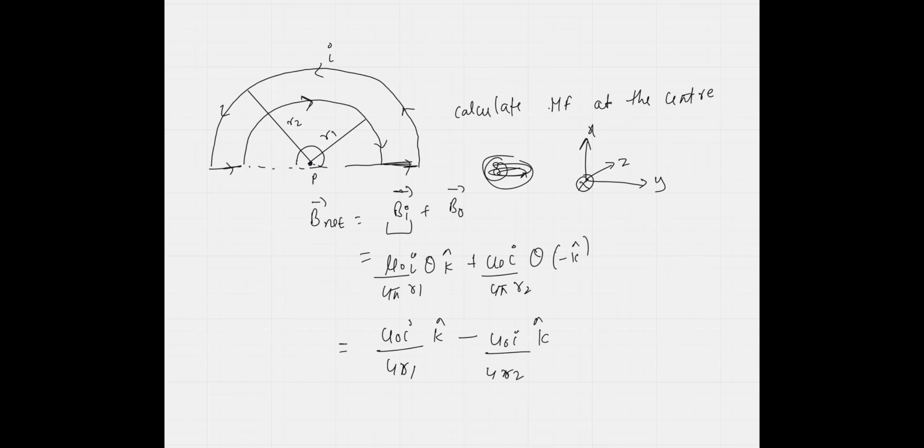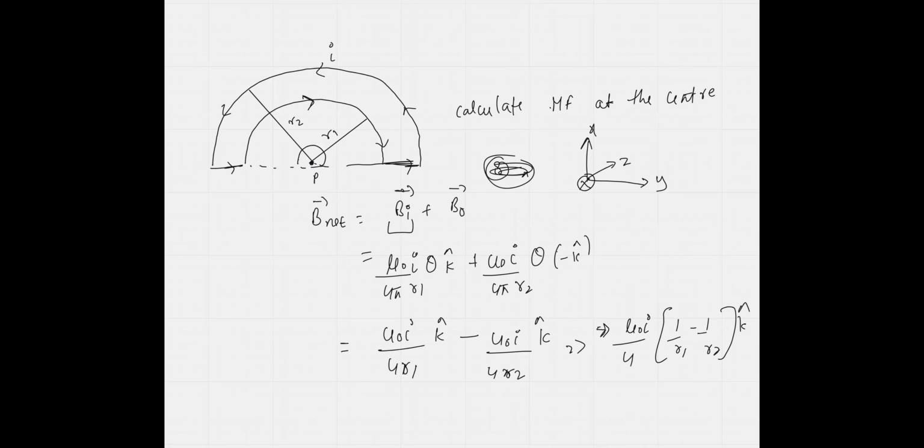From where this negative came, I took this negative outside. So this thing you are left with. You can't just cancel out because the radius is not the same. Mu naught I divided by 4, common, 1 by r1 minus 1 by r2. This results to something around k. Okay, that's the solution for this problem.